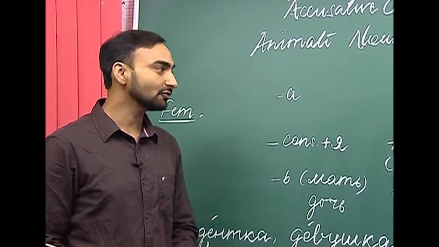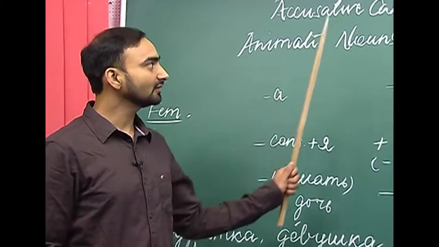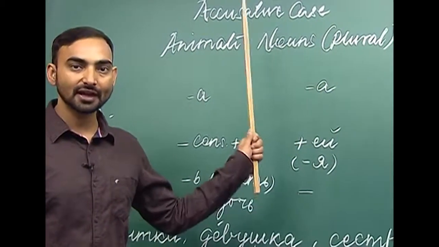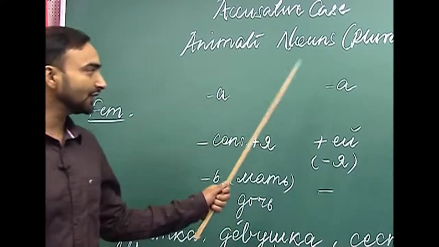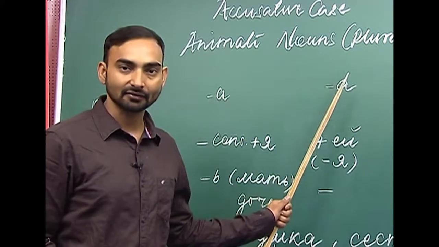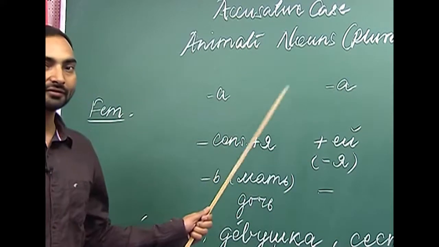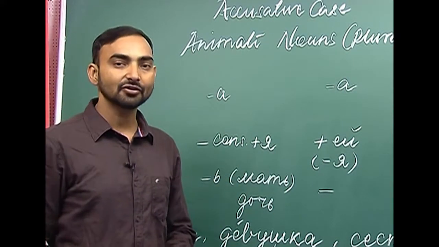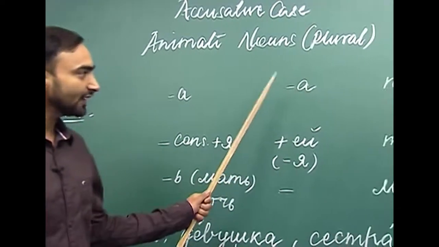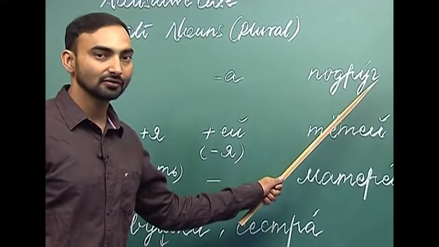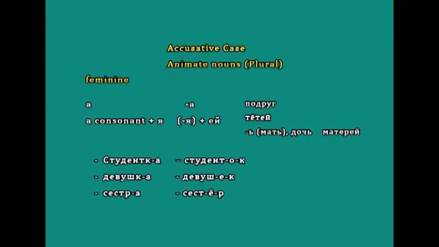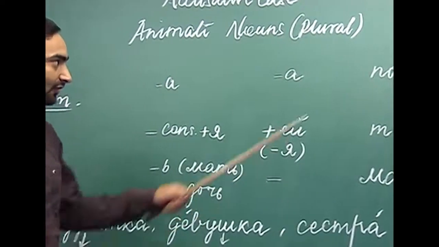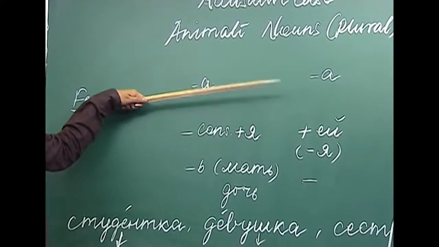How are we going to make padruga if it is used in the accusative case? If a noun ends with a, we drop the ending. Padruga ends with a, so we drop the ending which is a. What do we get? Padruk. We have simply dropped the ending and we have got the accusative case form of the noun padruga. So, this was the first case when the noun ends with a.